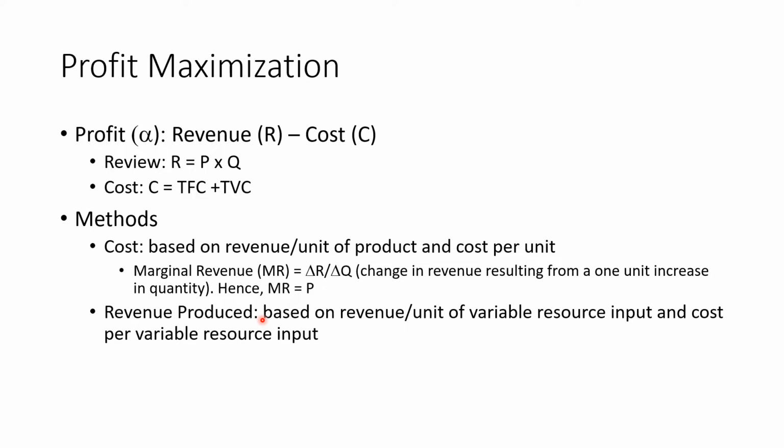That's the one way of looking at it. And then the other way to look at it is the revenue that's produced per worker, per unit of a variable resource. We'll deal with the general rules, but essentially, we need the money in per unit to equal the money out per unit. We need the money in per worker to equal the money out per worker.